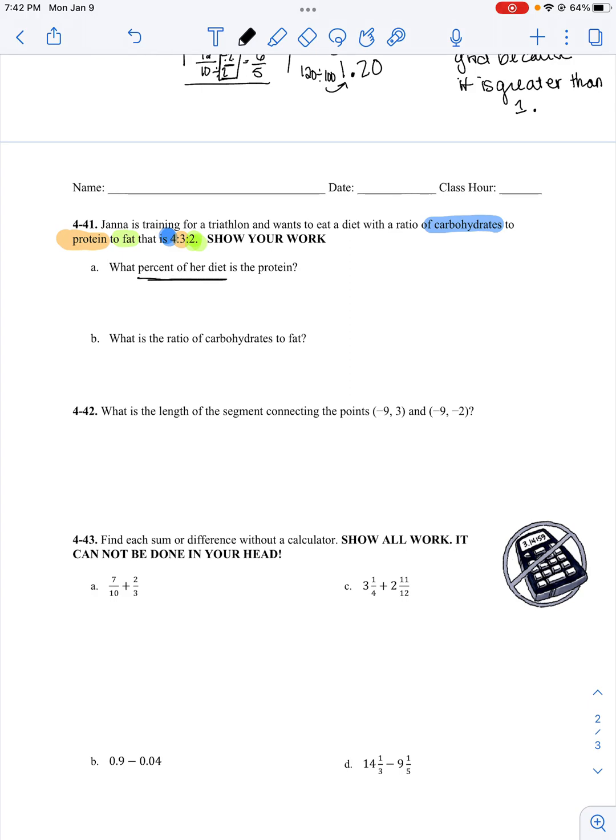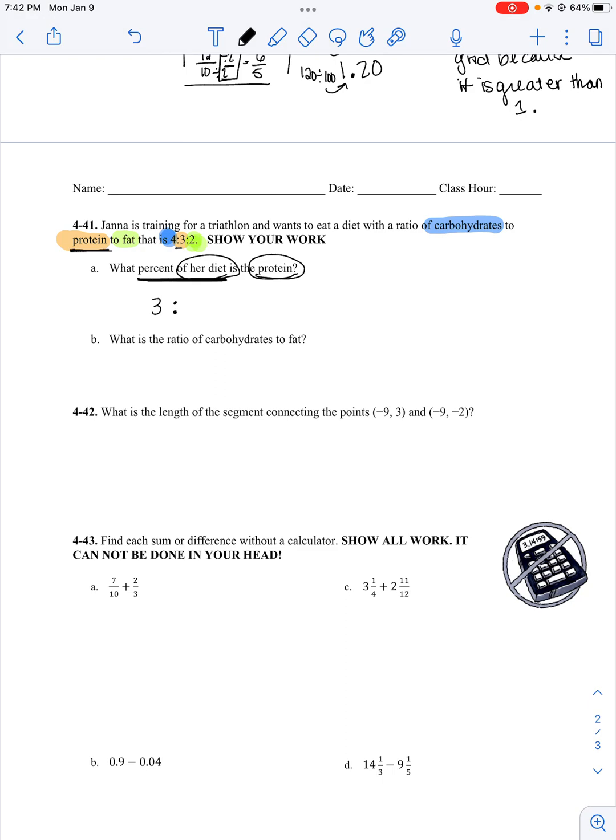Okay. Part A. What percent of her diet, so her whole diet, is the protein? So if I look up here, the protein is the orange. The orange number is 3 to 2. I use the colon. Now it's her diet, her total diet. So her total diet would be the same as 4 plus 3 plus 2. Well, 4 plus 3 plus 2 is 9.